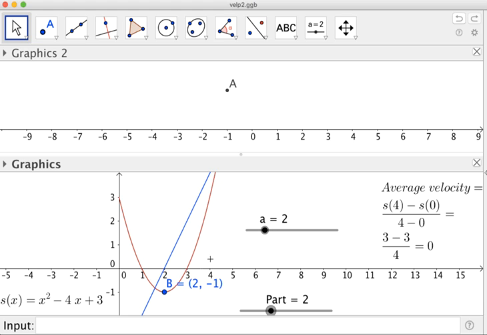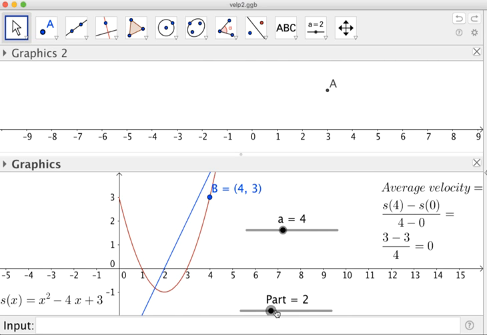And what we see is that when A was equal to 0, we were at a position of 3. And when A was equal to 4, we were again at a position of 3, which meant that the actual change of location was 0, which meant that our average velocity over that interval was 0. That does not mean it was traveling at a velocity of 0 the entire time. All it means is that the average velocity over that interval was equal to 0.